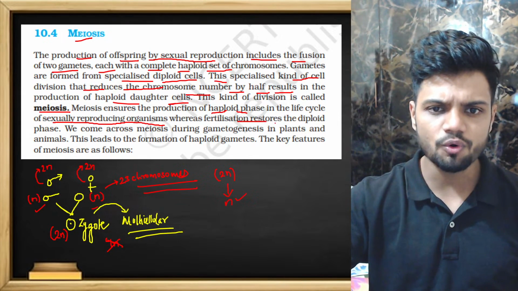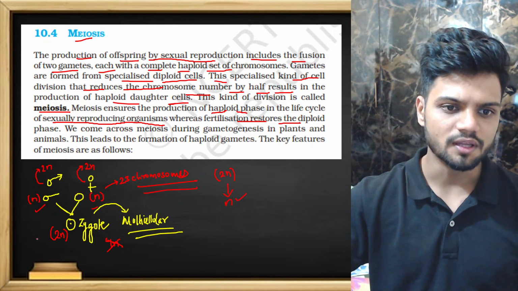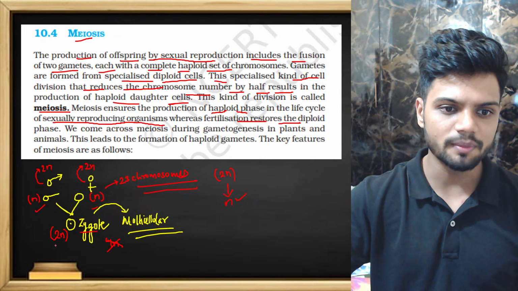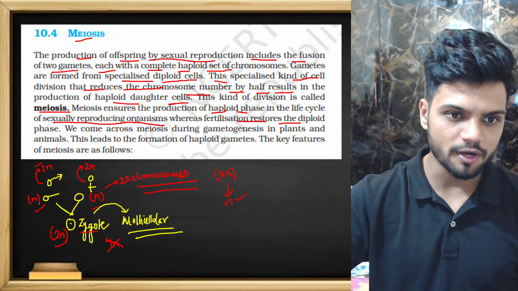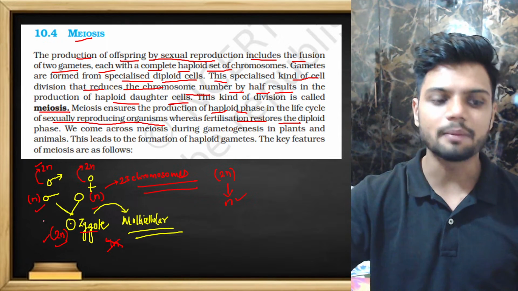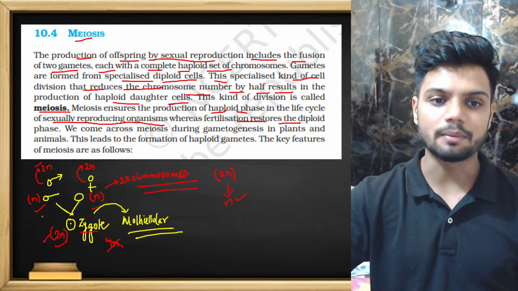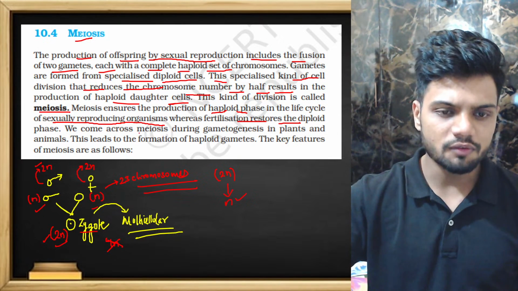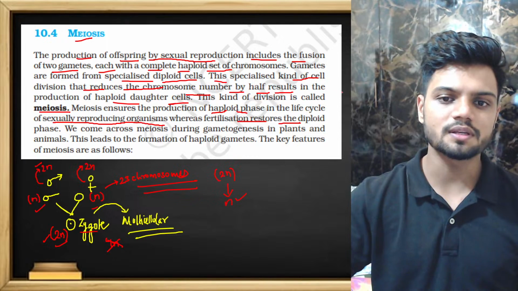Whereas fertilization restores the diploid phase. Obviously, fertilization is making sure the zygote is going to be diploid. So humans are diploid, zygote is diploid. The only haploid phase is going to be the gametic phase. Clear? Now we come across meiosis during the gametogenesis in plants and animals.